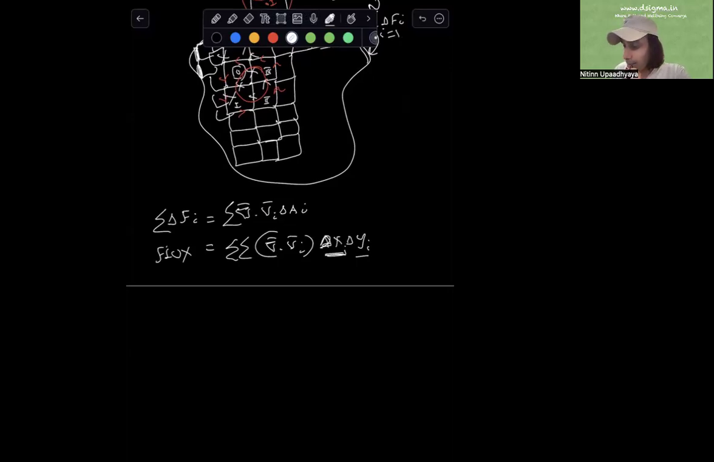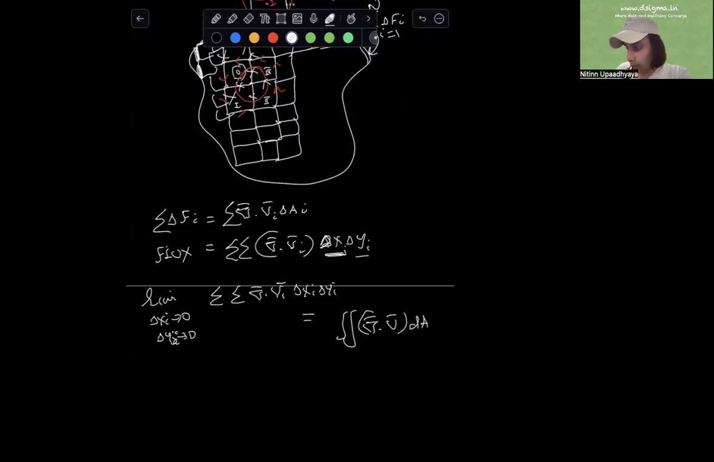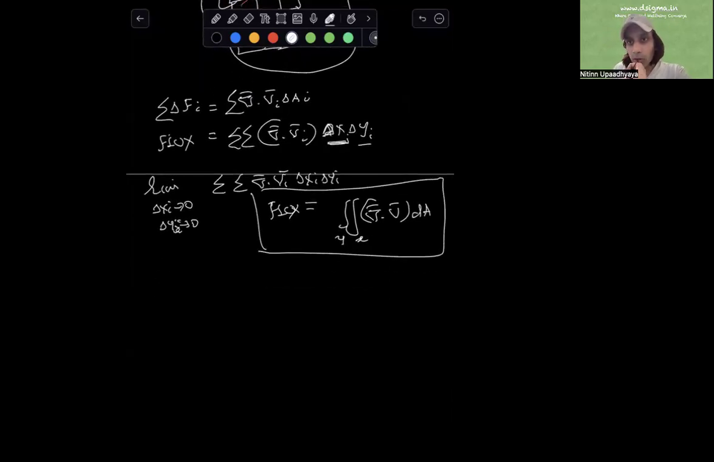And in the limit, when del xi tends to 0, del yi tends to 0, the double summation of del dot vi del xi del yi can be written as the double integral of the divergence of the vector field dA, right? Where one of the integrals is over the x coordinate and the other integral is over the y coordinate. And that's the total flux across this finite region, right?